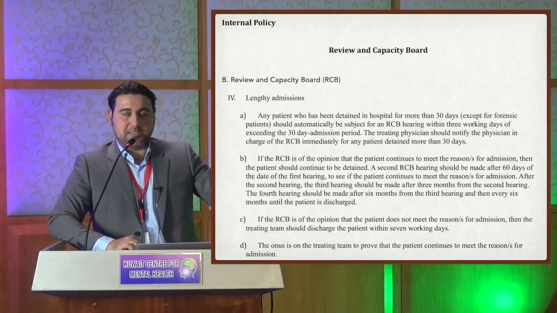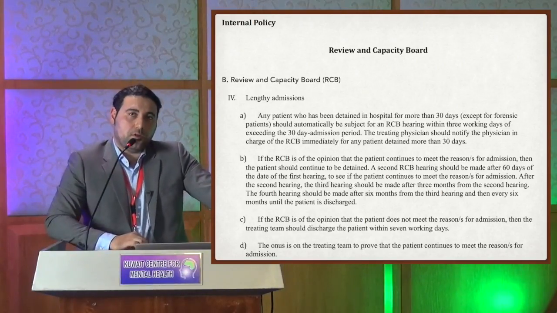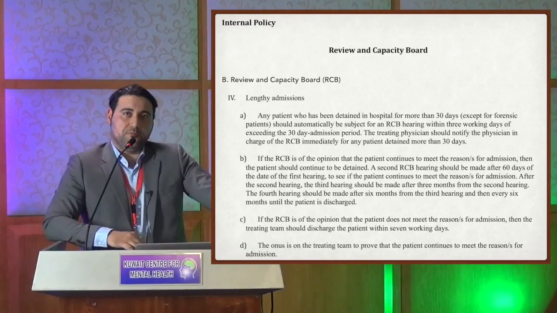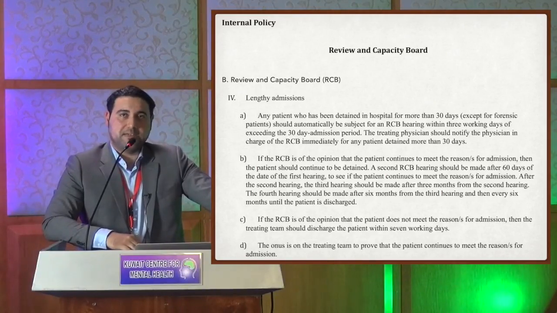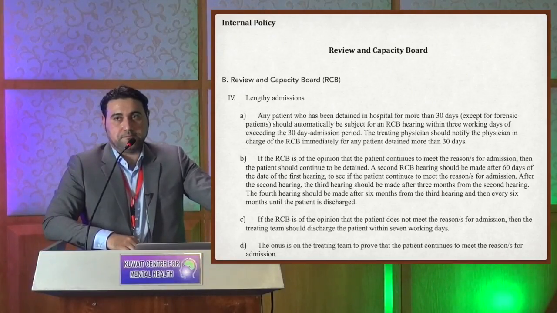And the last thing is lengthy admissions. All patients who've been in hospital for more than 30 days will automatically be seen by a review board. Automatically. So, any of you who have patients in the wards, subacute or chronic, who have been there for more than 30 days, they will automatically be seen by a review board.